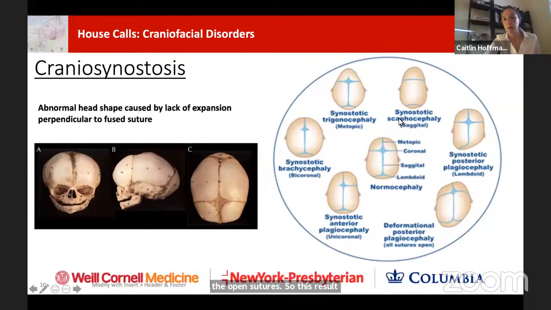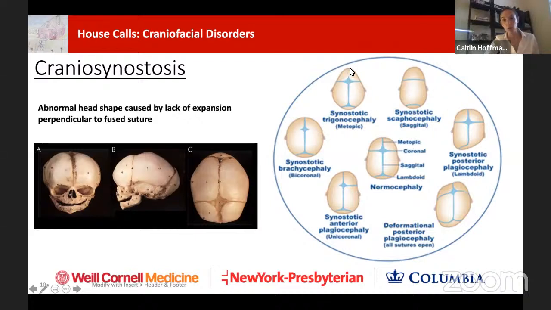So normal is in the middle. If you look here to the upper right corner, that is a sagittal synostosis. We're missing that midline suture, and therefore the brain is using the coronal and the lambdoid sutures to grow. And so you end up with this elongated boat shape, which is called scaphocephaly, with a boss forehead and elongated occiput and a narrow head overall.